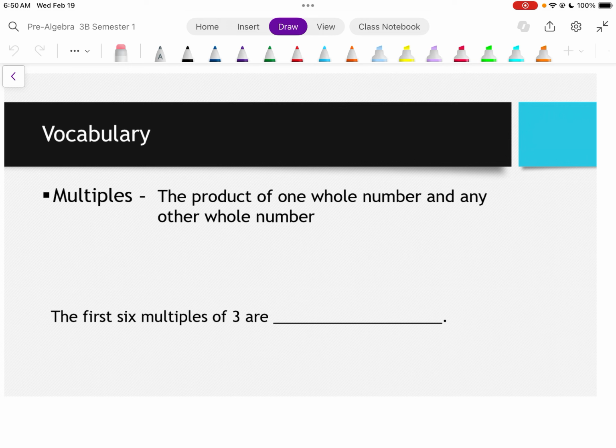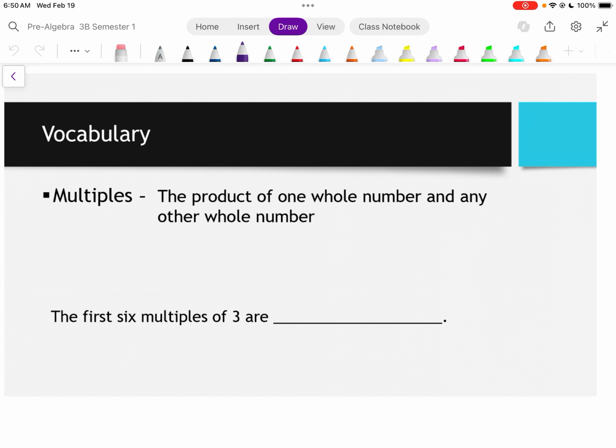Today we're going to go over what a multiple is, and a multiple is the product of one whole number and any other whole number. So it doesn't matter what we're multiplying it by. Two numbers, when they're multiplied together, would result in a multiple. An example of how we do that is, let's go over this one.